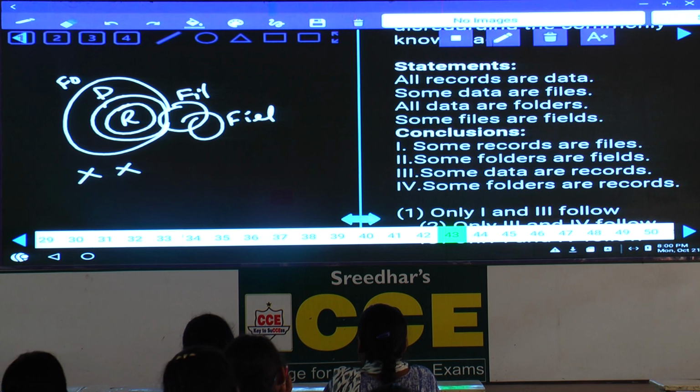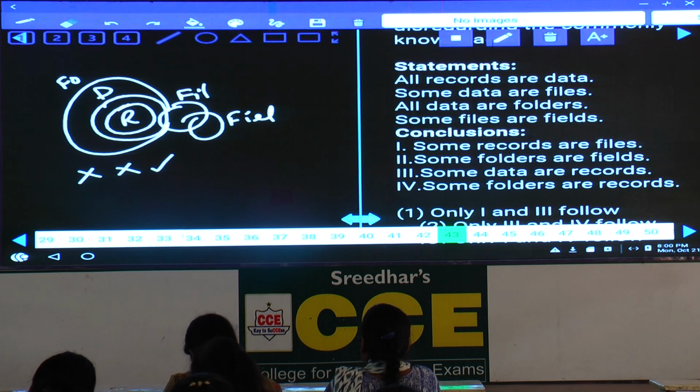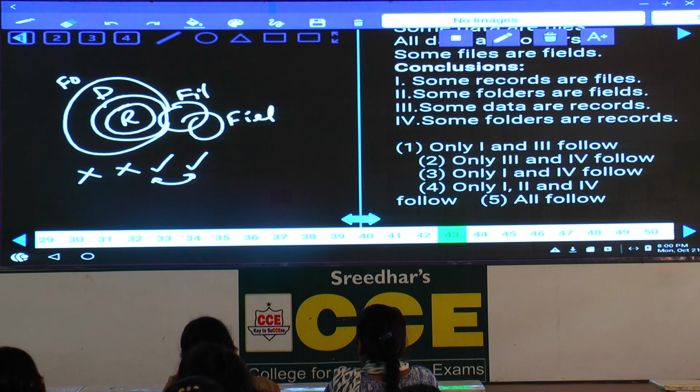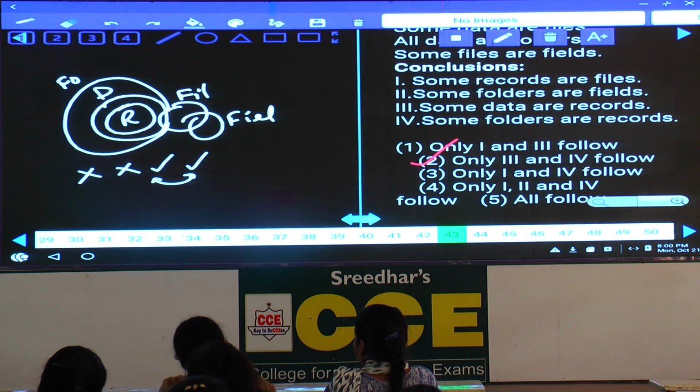Some data or record. All records are data, means some data or record is always true. Some folders are record, that is definitely true. Hence what is your answer? Only 3 and 4. As the conclusions which follow, these two are what? Affirmative conclusions. They will be true forever, no need to check out once again. Only 3 and 4, that is choice 2, 43.